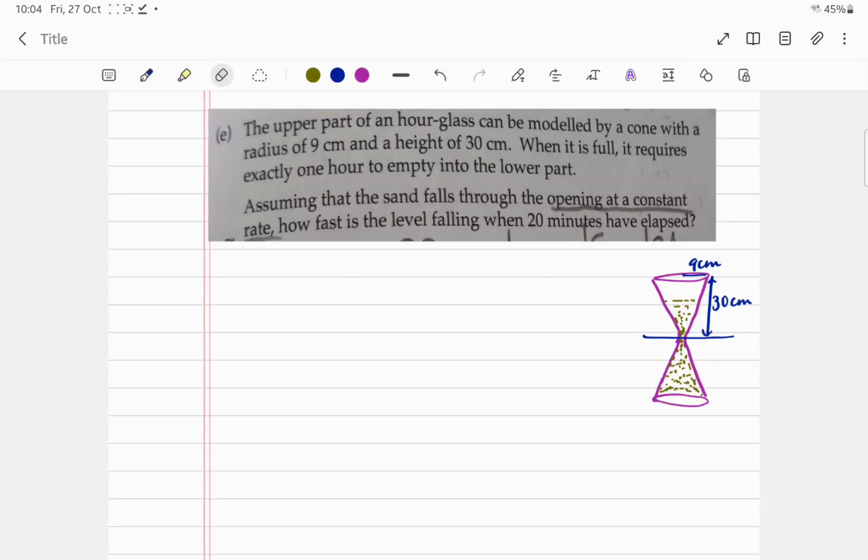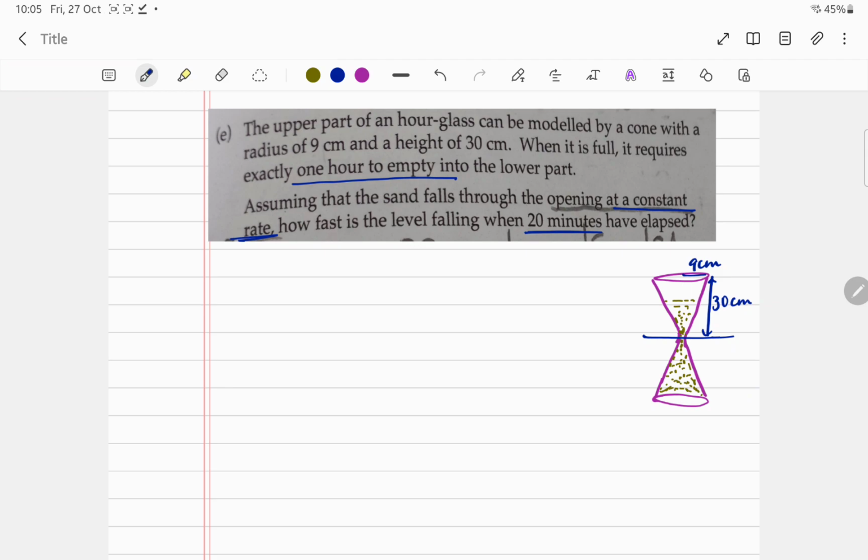Hi there, so let's do this question. It says the upper part of an hourglass can be modeled by a cone with a radius of 9 centimeters. So here it's a cone, radius 9 centimeters, and the height of 30 centimeters. When it's full, it requires exactly 1 hour to empty into the lower part, assuming that the sand falls through the opening at a constant rate. How fast is the level falling when 20 minutes have elapsed?